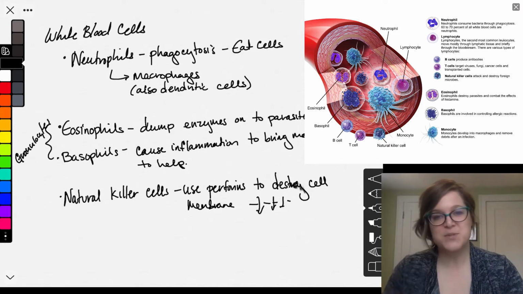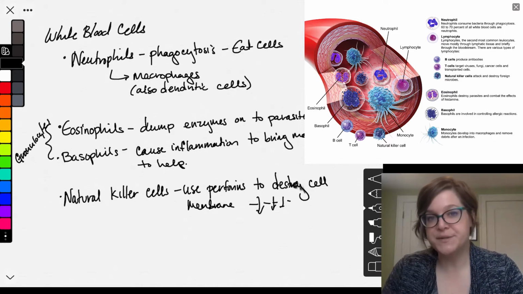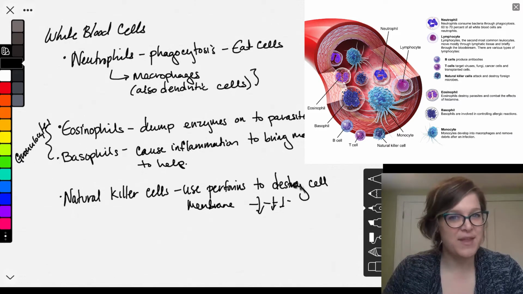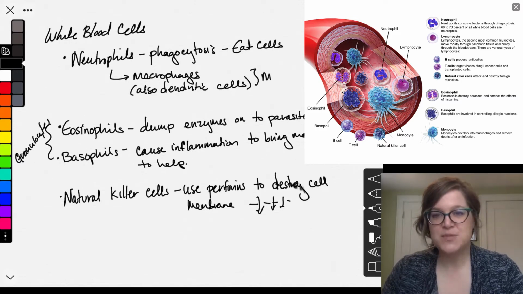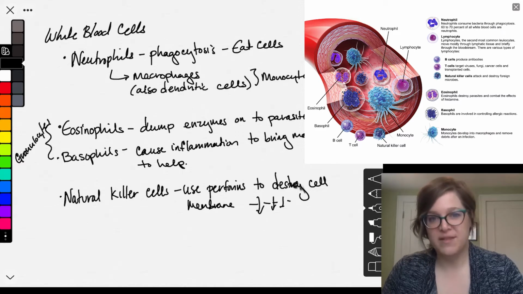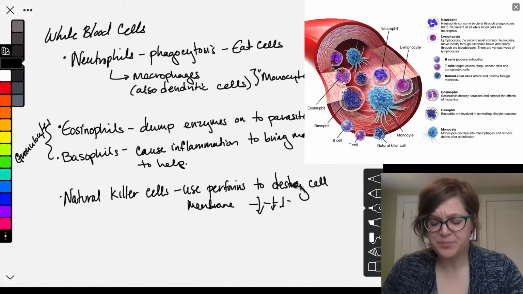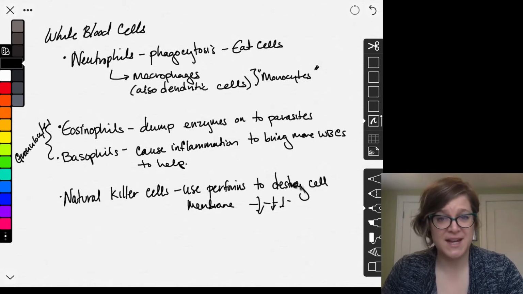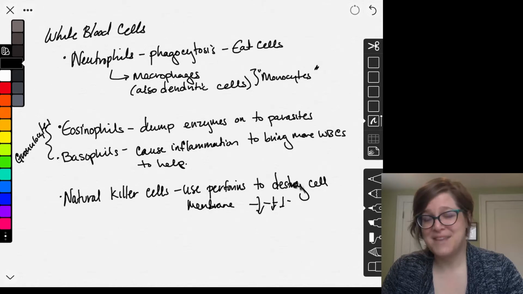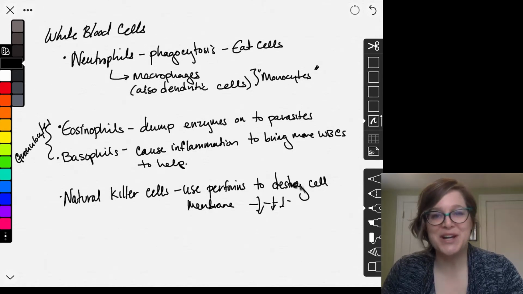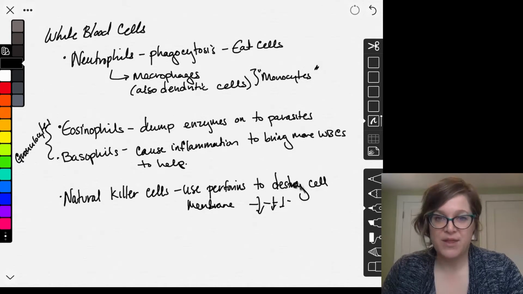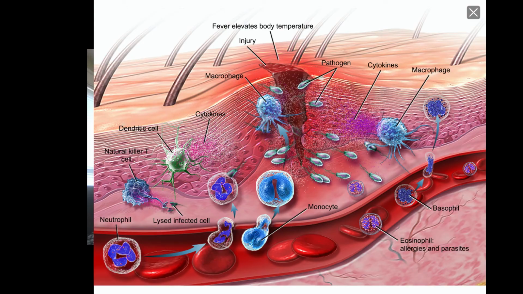Now, all of these responses will work against a wide multitude of pathogens. Some of them are a little more effective against something than others, and it doesn't really matter exactly what the pathogen is. Eosinophils are better with parasites, but it doesn't matter if that parasite is a schistosome or if it's a tapeworm. They don't really care. They're going to combat everything in a very, very similar way.